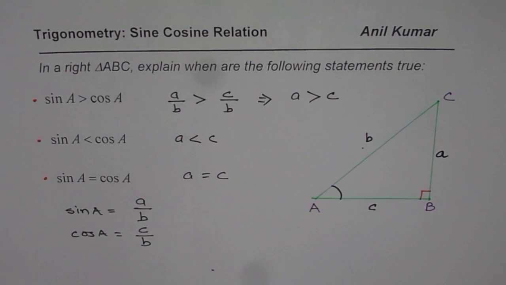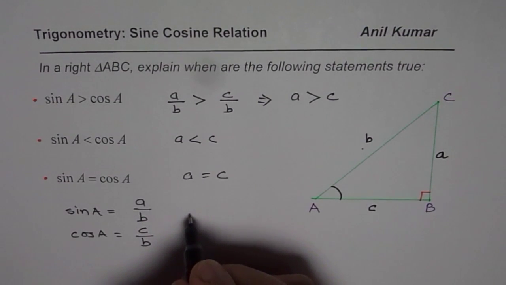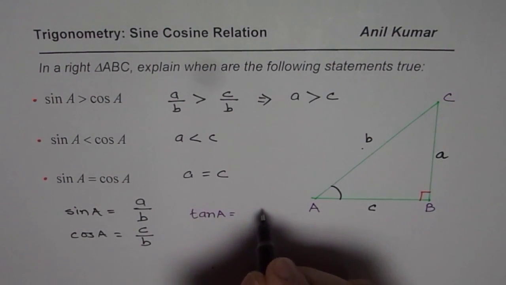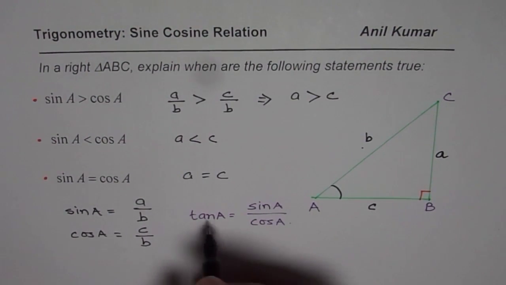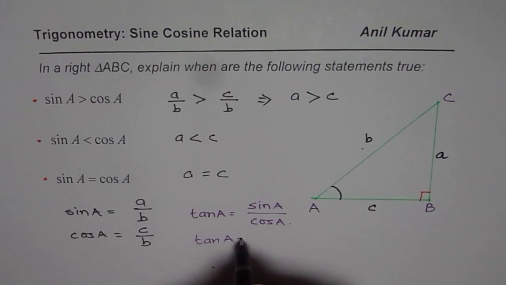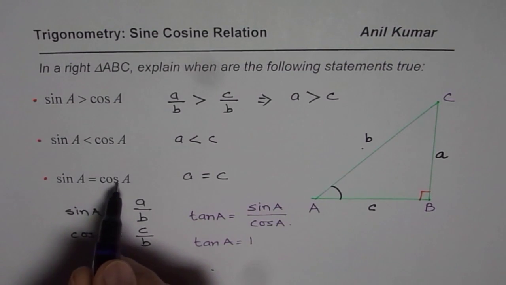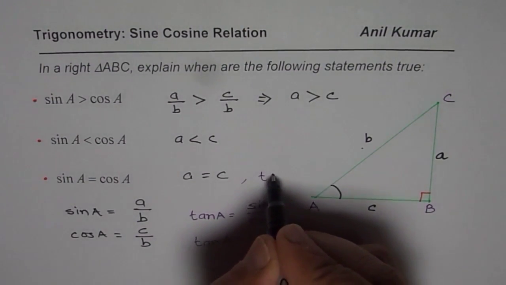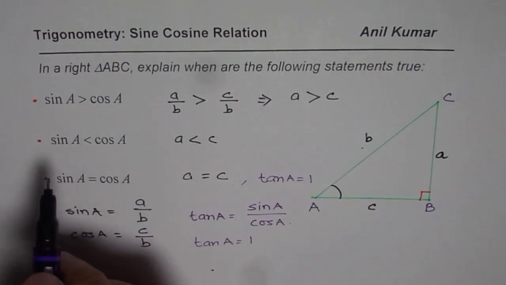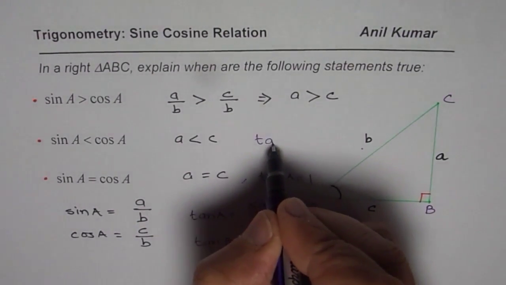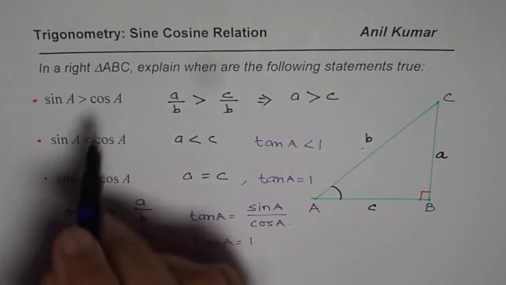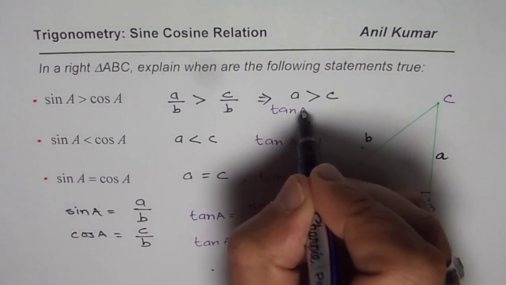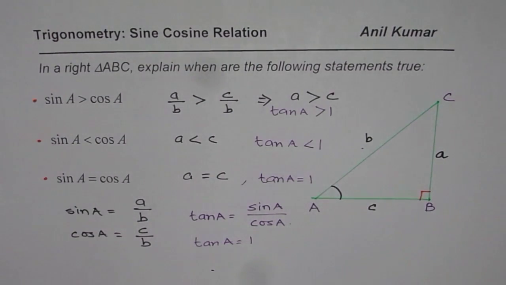Another way to explain the same thing is that the ratio tan A can be written as sine A over cosine A, right? So if tan A equals 1, that means sine A equals cosine A. So in this case, tan A will be equal to 1. If sine A is less than cosine A, then tan A will be less than 1. And if sine A is greater than cosine A, in that case, tan A will be greater than 1. So we are talking about acute angle A. Perfect. So that is how you can explain.